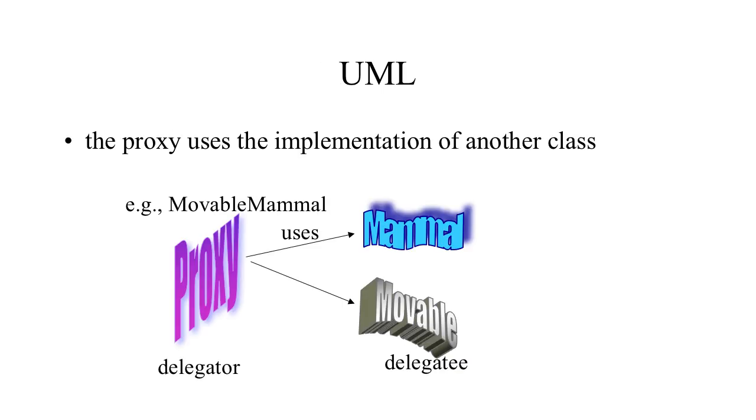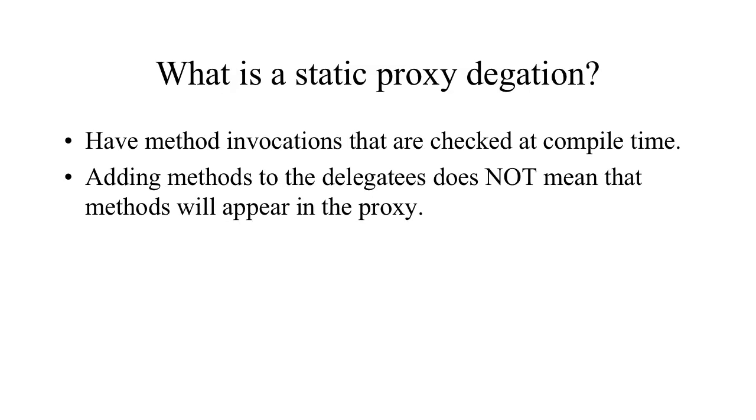So in UML, and UML is the Unified Modeling Language, the proxy uses the implementation of another class. And so the proxy is the delegator, and the thing that it uses is the delegatee. So the proxy has an instance of a mammal, and it has an instance of a movable, which it can use to message forward.